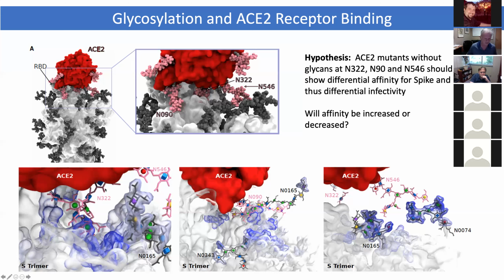Okay. And so you can see this one makes a pretty good contact from ACE2 with the spike. That's N322. N90 also makes a contact with a glycan from spike, and N546 is just glycan. So here's a case of glycan with protein and glycan with glycan only. So you have about 4 or 5 amino acid contacts and 2 or 3 glycan contacts. Yeah, something like that.